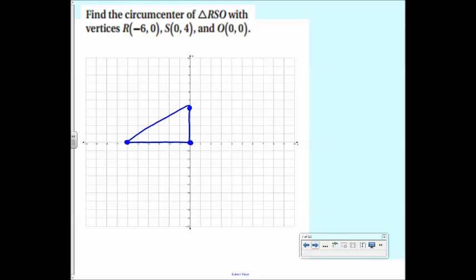So if this is negative 6, 0, this is 0, 0, and this is 0, 4, how could I find the midpoint of the hypotenuse? Just find the midpoint. So how do we find the midpoint? Add them up and over 2. So negative 6 plus what?